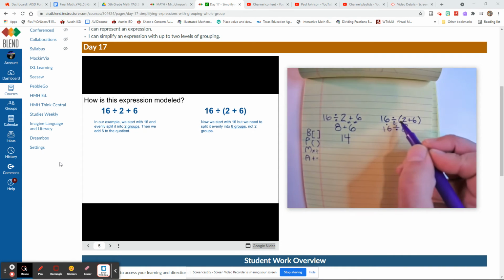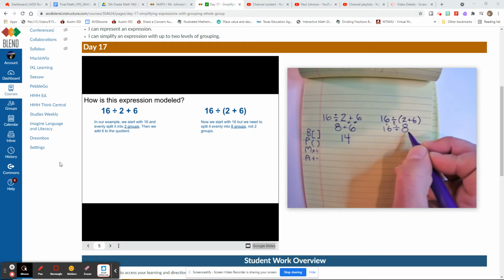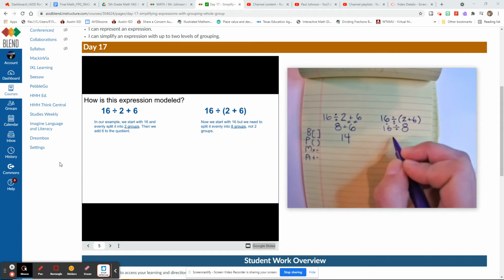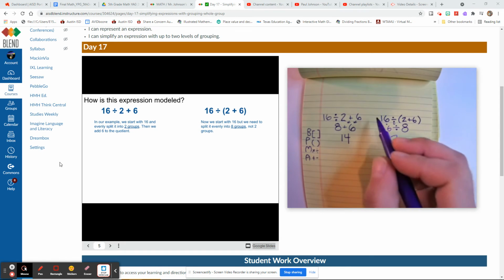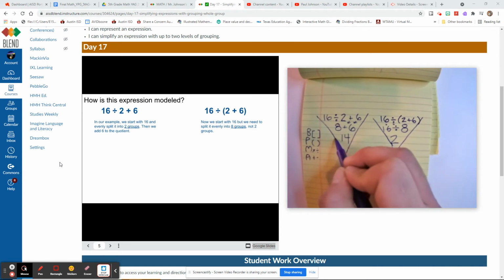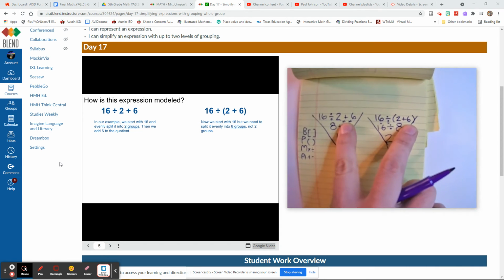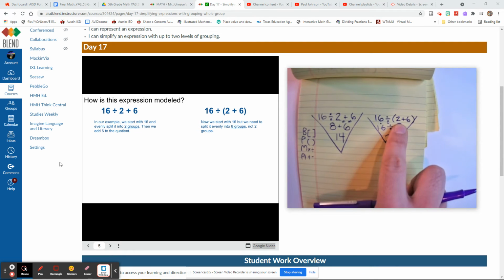So let's look at this side. 16 divided into the sum of 2 plus 6. So we just made that a little bit simpler to say. 16 divided into 8 groups. And if you divided 16 into 8 groups, there would be 2 in each group. So 16 divided into 8 groups is 2. These are two very different answers. And really, the only difference in the expression was the use of grouping symbols. On the left, we did not have grouping symbols, so we started with 16 divided by 2. On the right, we did have a grouping symbol of 2 plus 6, so we started by adding 2 plus 6.